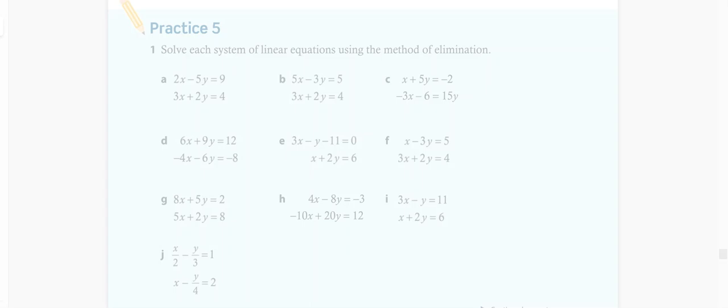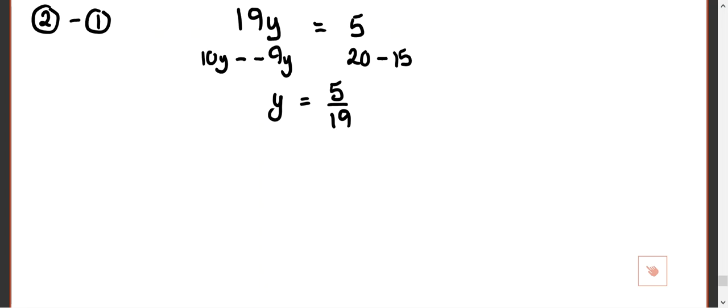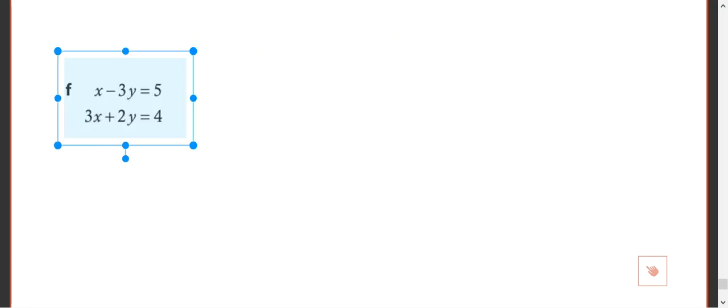Right. I am going to do F with you. I'm not going to find the second variable. Like I said, you can do that, you know how to do that. It doesn't change. Right, let's have a look. Let's do one more together. Now, let me ask you this. If you saw this question, which method would you think to use?